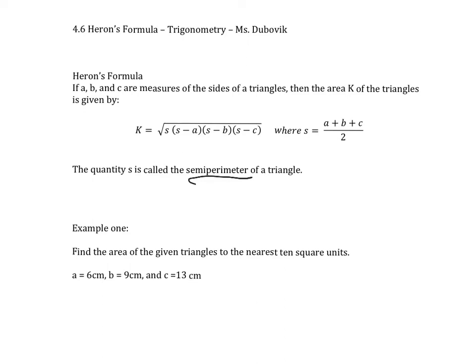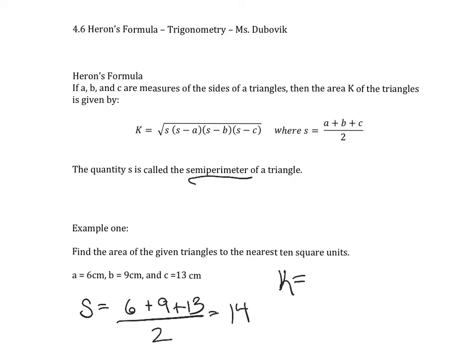So let's do this first example. First find S, which is adding up your 3 sides and dividing by 2. So if we do that, you've got 6 plus 9, 15, plus 13, divide by 2, and you're going to get 14. You then just plug everything into the formula.